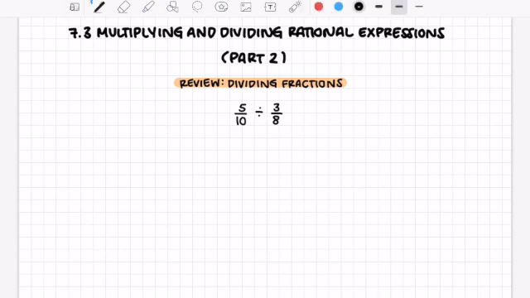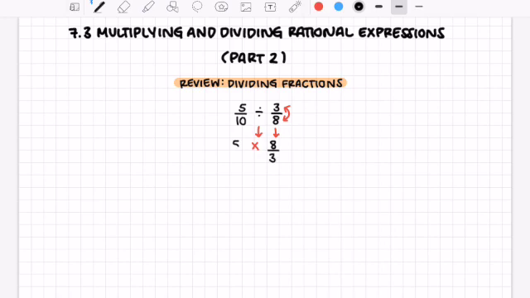So when you're dividing a fraction, two things need to happen. Number one, you always need to change your division sign into multiplication. Second step is that whatever your right fraction is, it's always going to be flipped. So instead of having 3 over 8, I'm going to write it as 8 over 3.